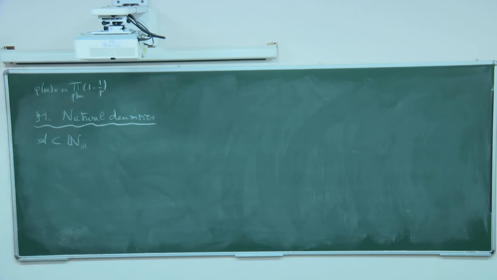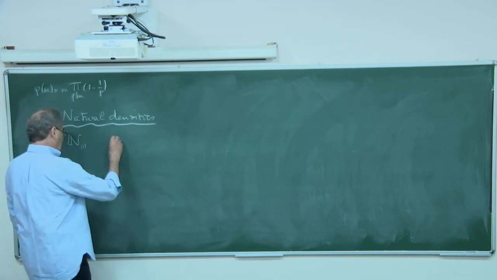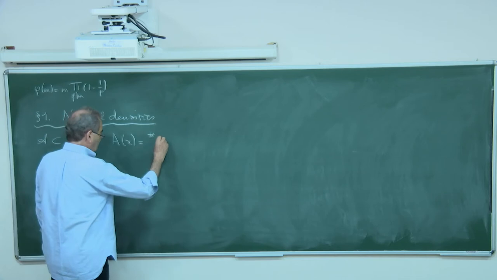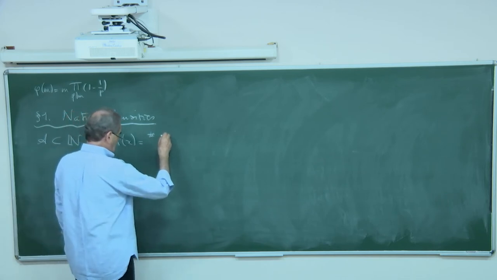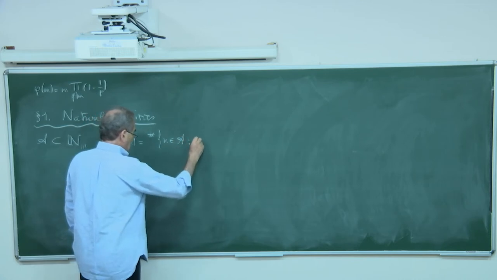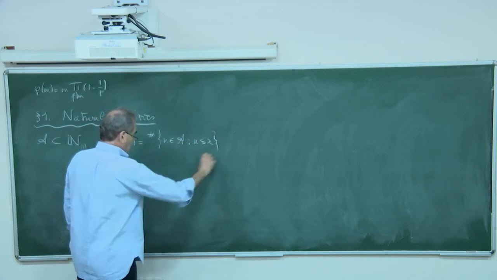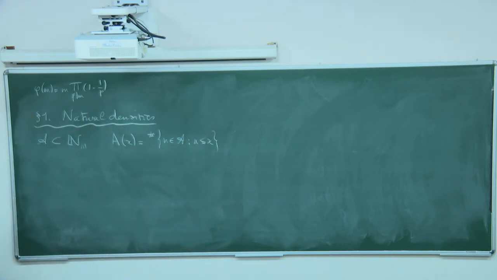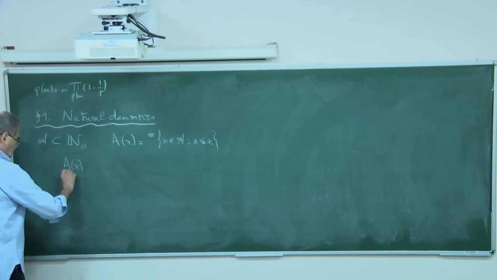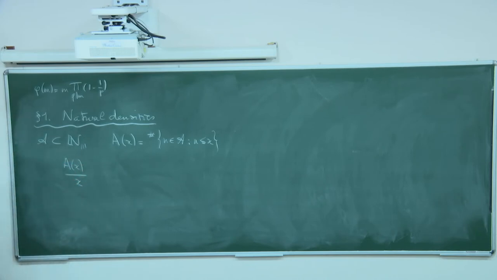So when you count the elements, you can count the elements up to N. So you have the counting function, A of x, which will be the number of elements n in A which are at most equal to x. So this is the counting function. It is a finite number, and it is at most x. And the density would be to look at A of x over x. This is always between 0 and 1.